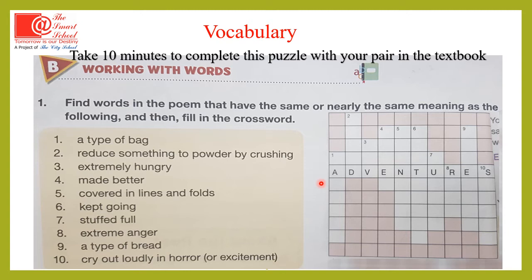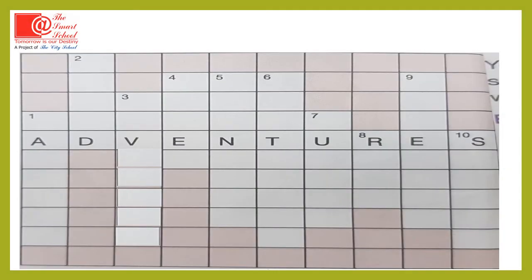Now remember, I'll give you a little hint before you start working. The words will be added from top to bottom. So let's check whether you can complete this work or not. Take 10 minutes to complete the puzzle. The fun part of this task is that you can complete it with your pair. Now guys, I hope you have finished the task. If not, and you are still confused, let me solve the first one for you. The first one is a type of bag, and that's a satchel.